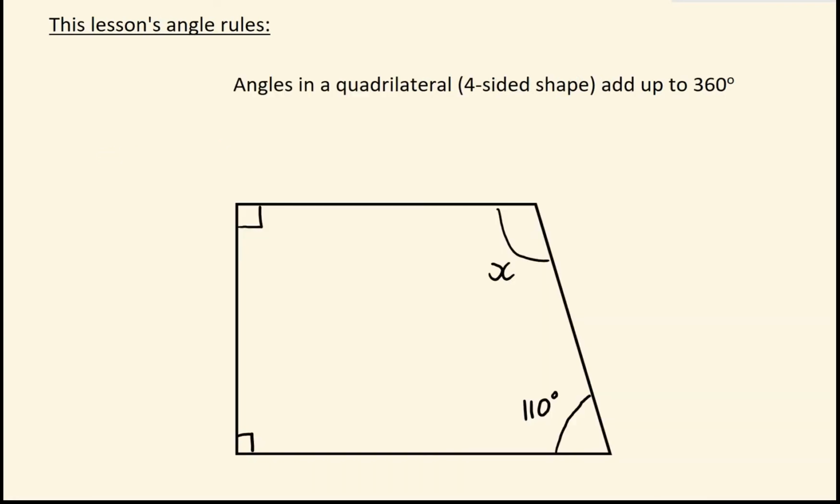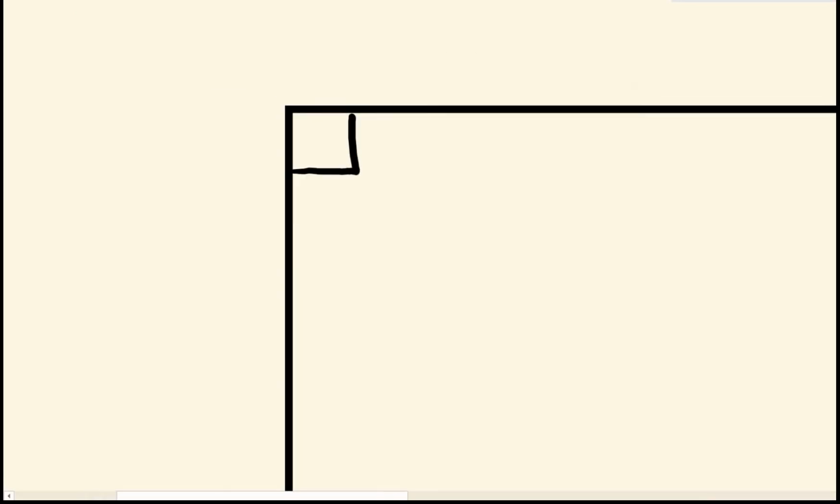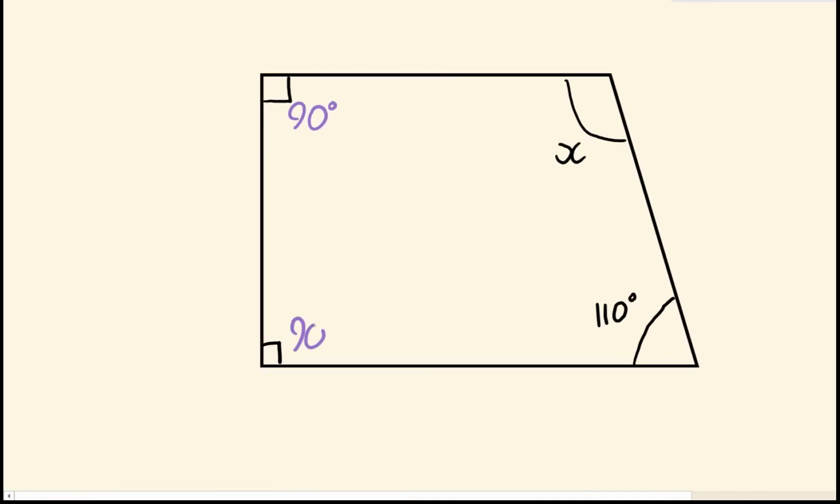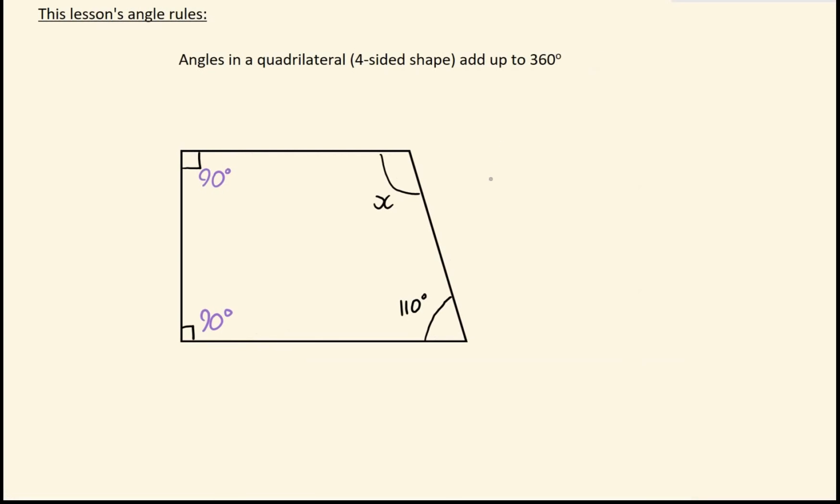Next rule, I think the last rule actually, is that angles in a quadrilateral, so any four-sided shape, must add up to 360 degrees. And another quick aside: whenever you see this little square, that's a shorthand way of writing 90 degrees. So whenever you see that little square sign, it means it's a right angle, which means it's 90 degrees.